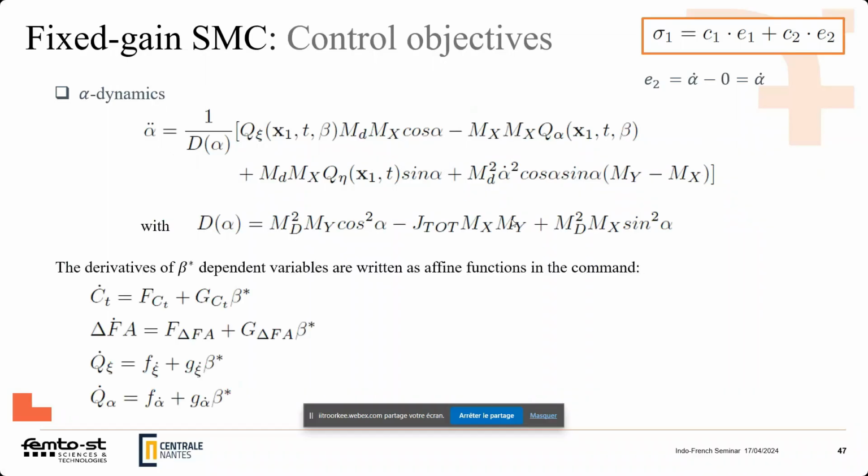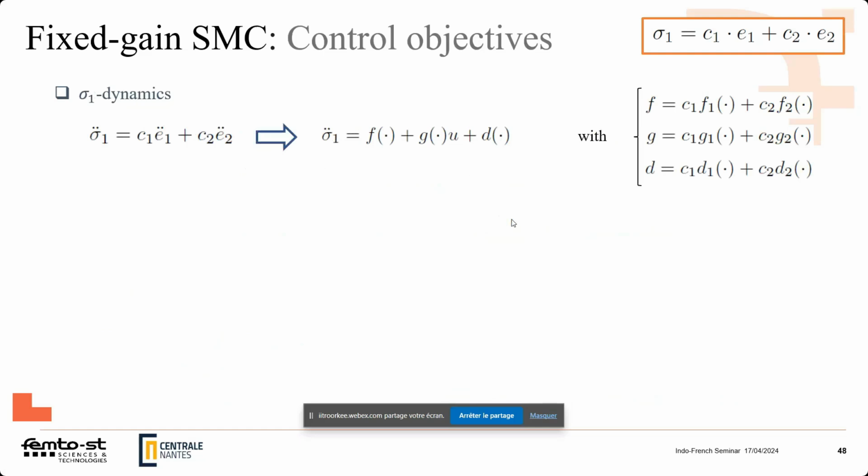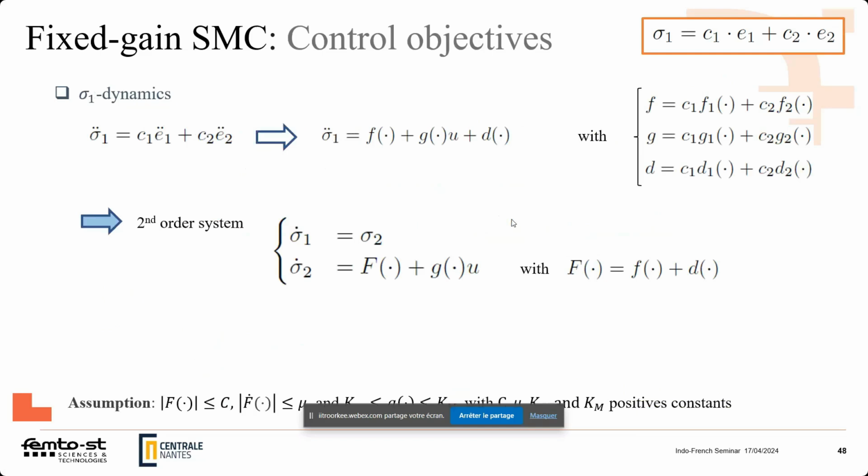With the polynomial expression of CT and the derivative of the different forces of the Betty model, we have this expression for the second derivative of E2. Finally, we have the second derivative of our sliding variable expressed as follows with F, G, and D given here. And it's a second order system, and we have the assumption of the bounded.